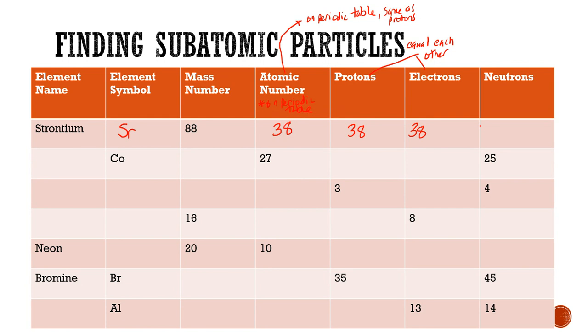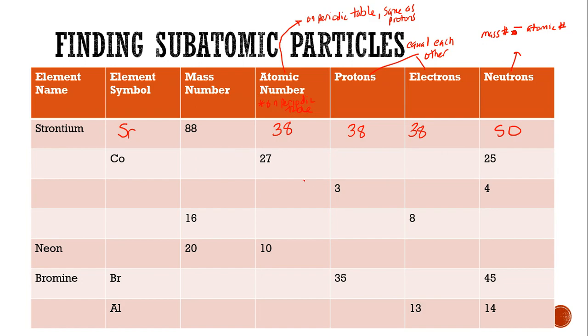How do I find the number of neutrons? Again, neutrons is going to be mass number minus atomic number. Well, my mass number says it is 88. My atomic number says 38. So if you subtract those, strontium should be a difference of 50.